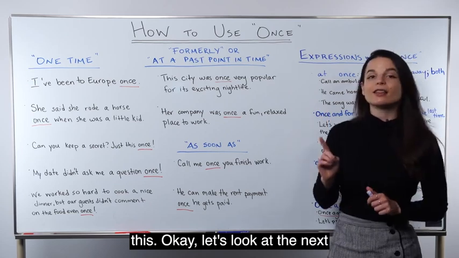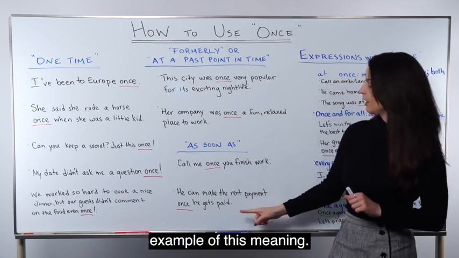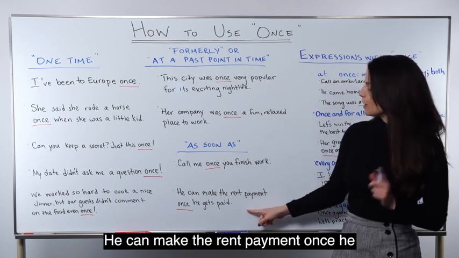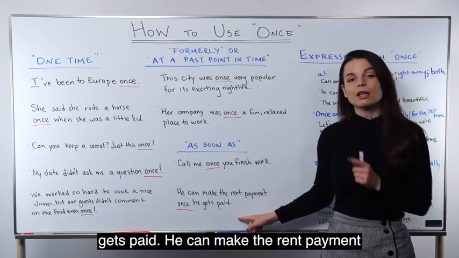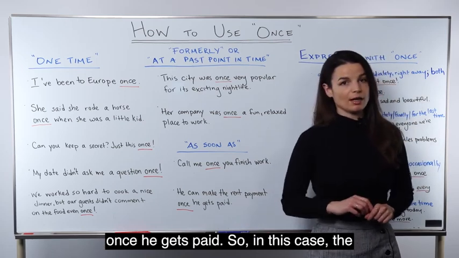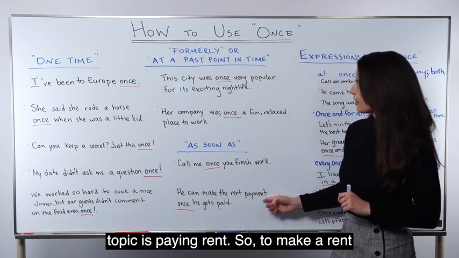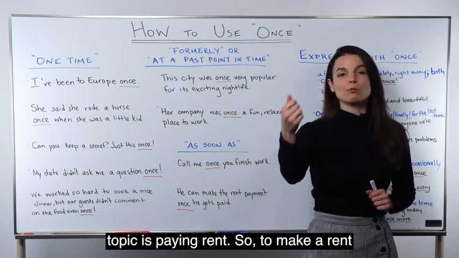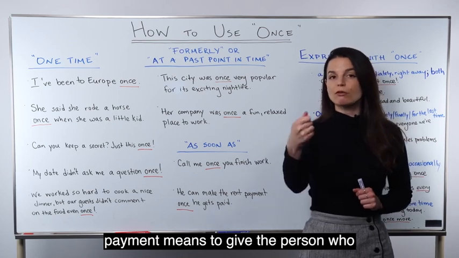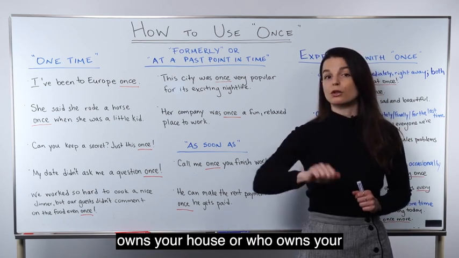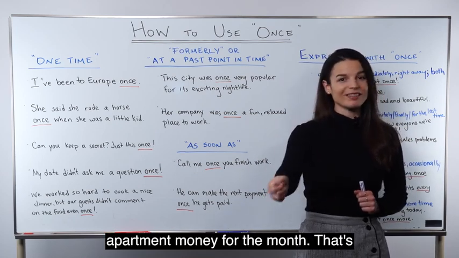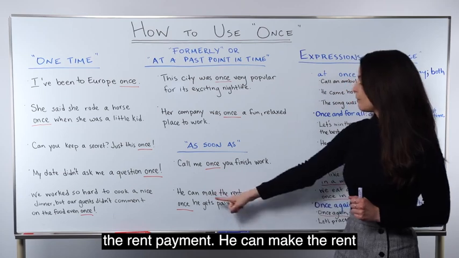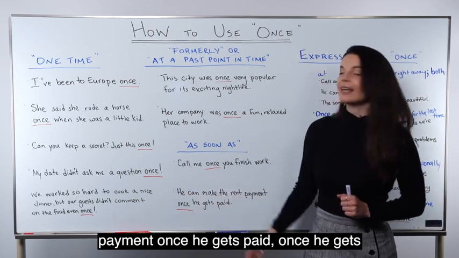Okay, let's look at the next example of this meaning. He can make the rent payment once he gets paid. So in this case, the topic is paying rent. So to make a rent payment means to give the person who owns your house or who owns your apartment money for the month. That's the rent payment.